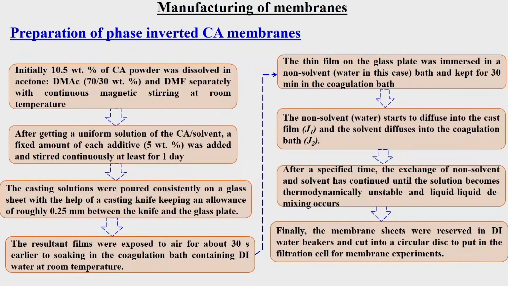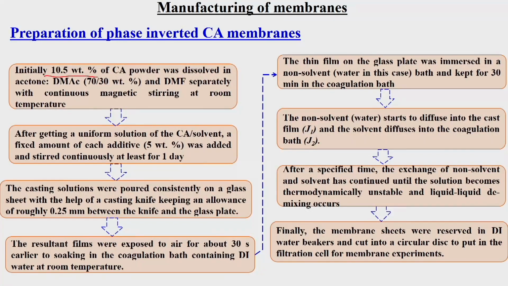be fabricated. And regarding the manufacture of the cellulose acetate membrane using the phase inversion technique, and applying this digital film applicator or casting knife, this is the typical procedure for the manufacture of phase inverted cellulose acetate membrane. Suppose initially 10.58% cellulose acetate powder was dissolved in an acetone DMSO mixture, that is 70:30, and DMF separately, with continuous magnetic stirring at room temperature.